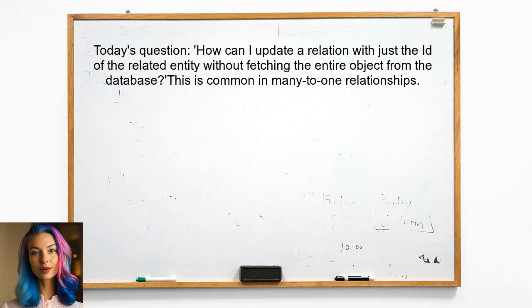Here's the specific question we're addressing today. One user asked, how can I update a relation with just the ID of the related entity without fetching the entire object from the database? This is a common scenario, especially when dealing with many-to-one relationships.